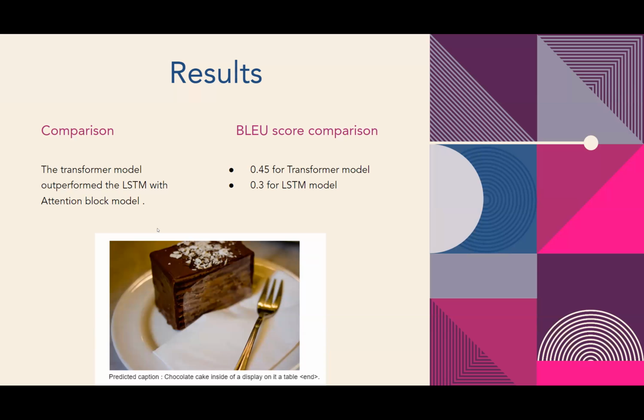So now at the end of the slide, you could see an image of a cake placed on a plate, and the predicted caption by our model was "chocolate cake inside of a display on a table." You could see a bit of a grammatical mistake, but it perfectly identified that it was a cake and it was on a table.